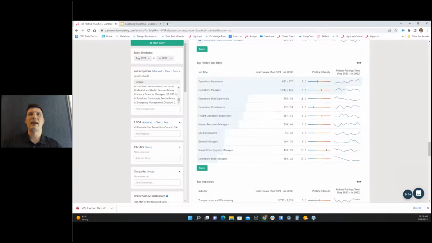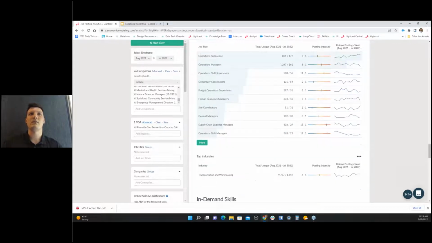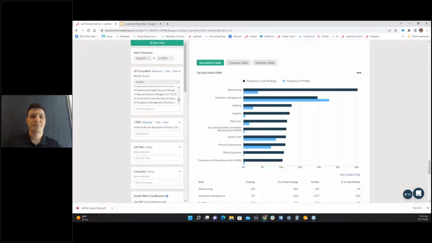Then we can also look at job titles and skills. So we can find out where the gaps are, start to assign these gaps as needed to address each particular cohort. And so not only do we have a gap in warehousing, a pretty significant gap, but we also have maybe an oversupply of operations management. And when I say gap and oversupply, what does that actually mean?